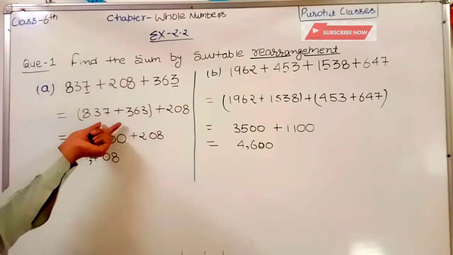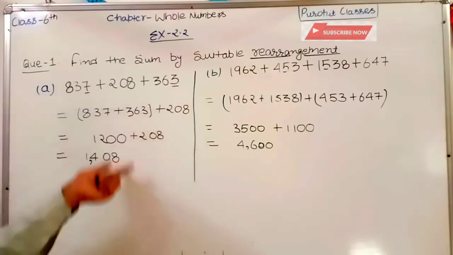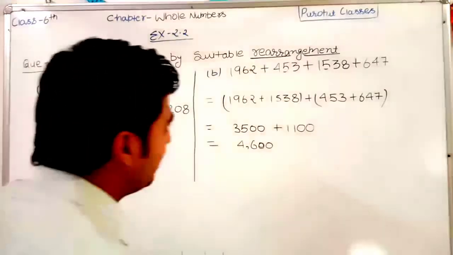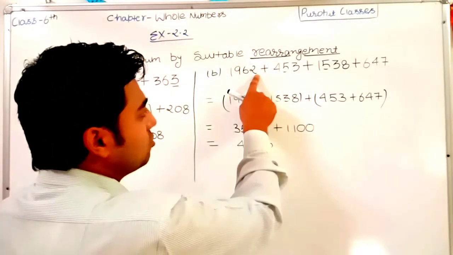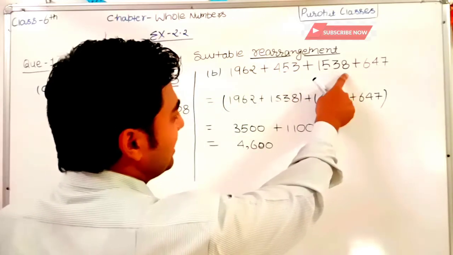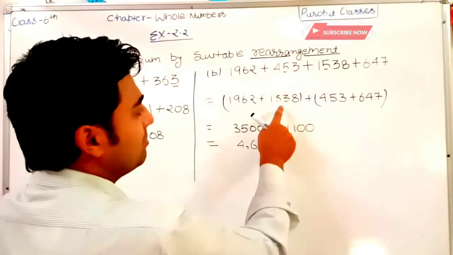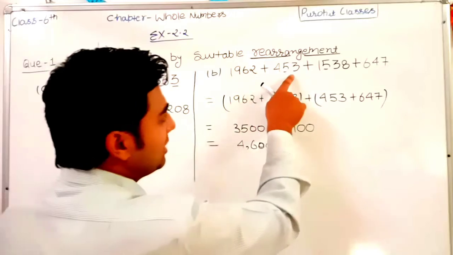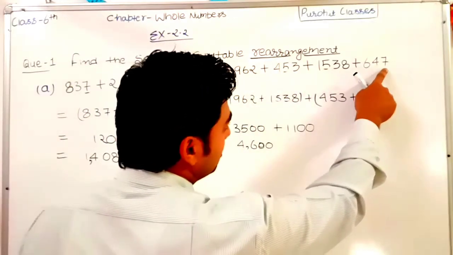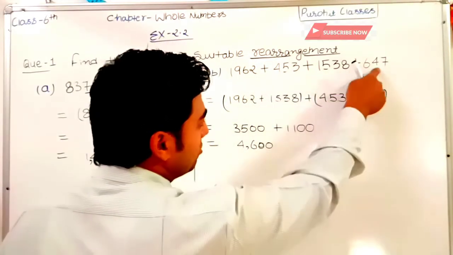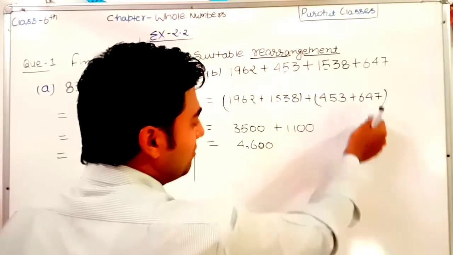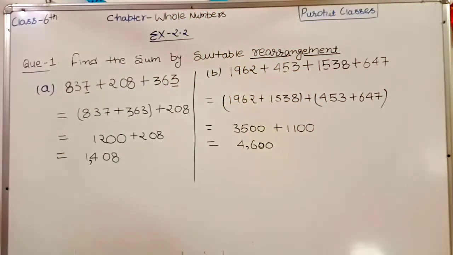So we have arranged them together, and this alone we have solved. Understood? Similarly here, its unit place is 2 and its unit place is 8, and 8 plus 2 will become 10, so we have arranged them together. And here unit place is 7, and here unit place is 3, and 7 plus 3 will become 10, so we have arranged them together, and this is the answer.